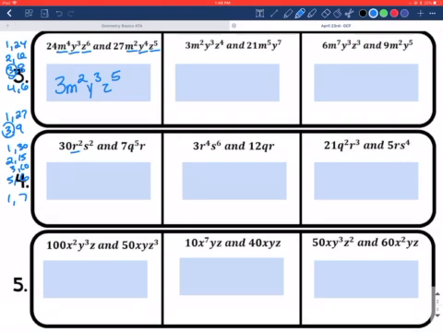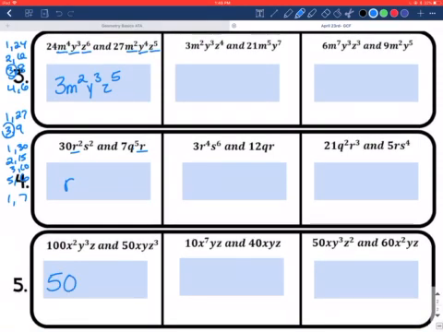Okay, so the only common thing we have here, we both have an r. So we're going to take out the smallest, r to the first power. This second one does not have an s, so we can't do it. And this first one does not have a q, so we can't do it. So our GCF is just r. That's it. Nothing else.